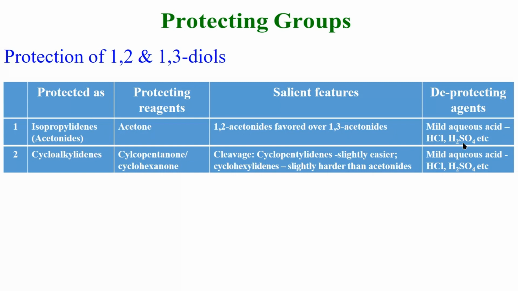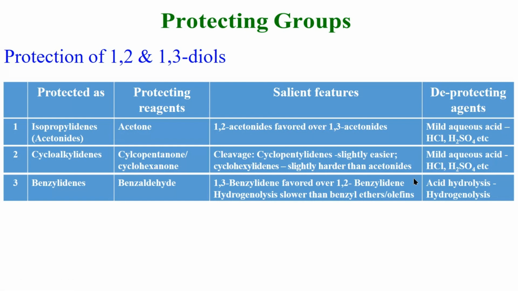Cycloalkylidines are another way of protection of the 1,2 and 1,3 diols. The protecting reagents used are cyclopentanone and cyclohexanone. They can be cleaved easily by using mild aqueous acid in the similar fashion of isopropylidines. The salient feature of these cycloalkylidines is that cyclopentylidines are more easily cleaved than that of acetonides, and cyclohexylidine requires more stringent conditions when compared to that of acetonides.